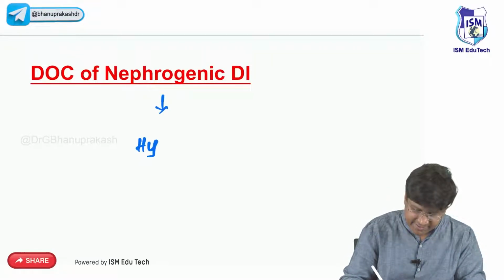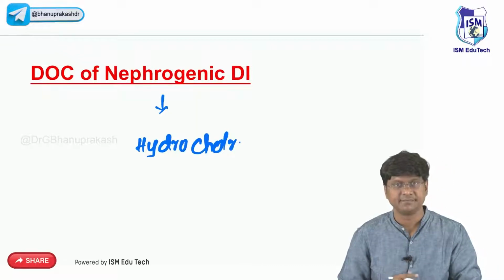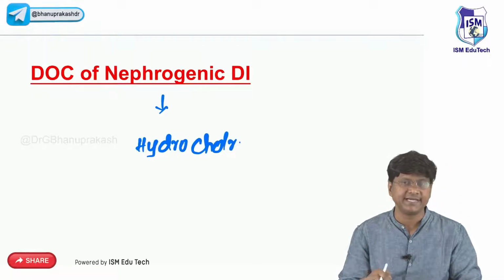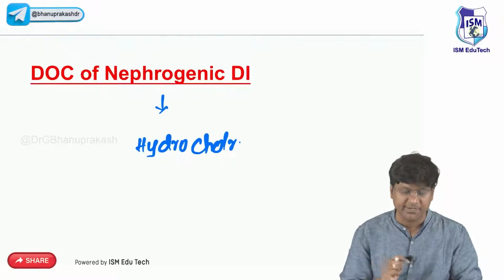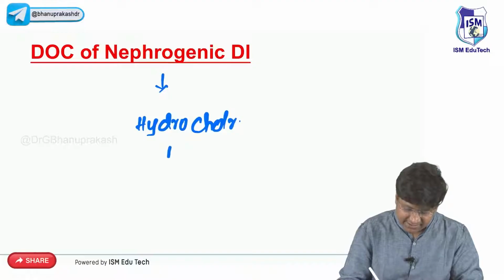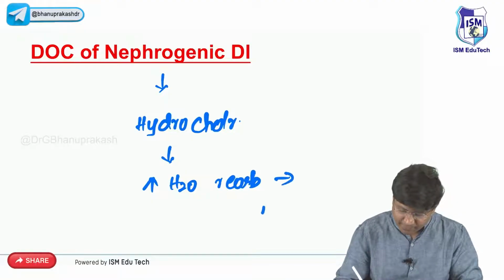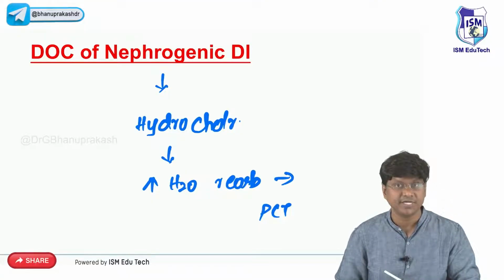Now, what is the drug of choice for nephrogenic diabetes insipidus? For nephrogenic diabetes insipidus, the drug of choice will be hydrochlorothiazide, right? So this hydrochlorothiazide will have a paradoxical action in patients with nephrogenic diabetes insipidus. What is that paradoxical action? This hydrochlorothiazide will increase the water reabsorption at the level of the proximal convoluted tubule in nephrogenic diabetes insipidus, right?